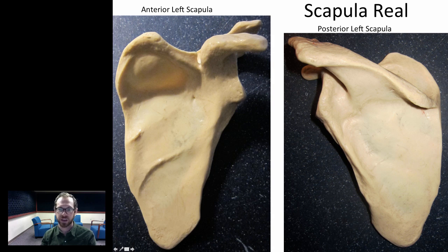Our glenoid cavity is found here. This is where the humerus is going in. And we also have the coracoid process shown here and the acromion process shown here. And so let's put all this together. We've got superior, we've got lateral and posterior. So this is a left scapula.